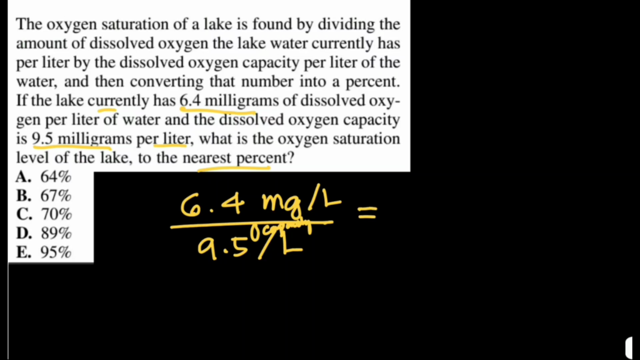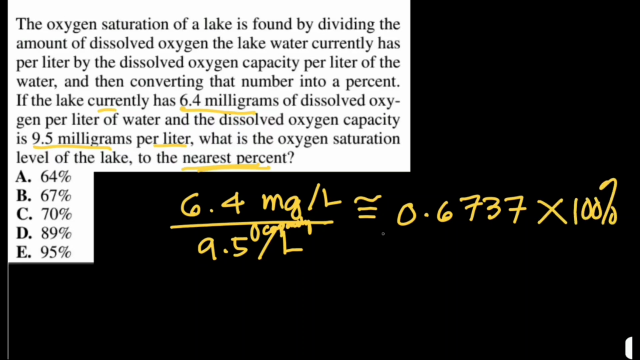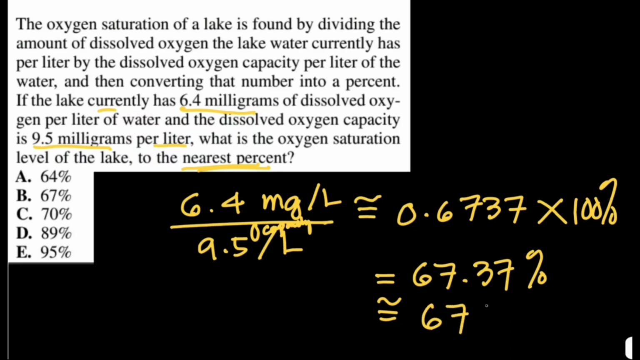Then dividing 6.4 by 9.5, this would give us 0.6737. We round it off, so this is approximately. And then it says here to the nearest percent, so we need to convert this to percentage. We just have to multiply this by 100%. So this is just equal to 67.37%, which is approximately equal to 67%. So the answer here is letter B.